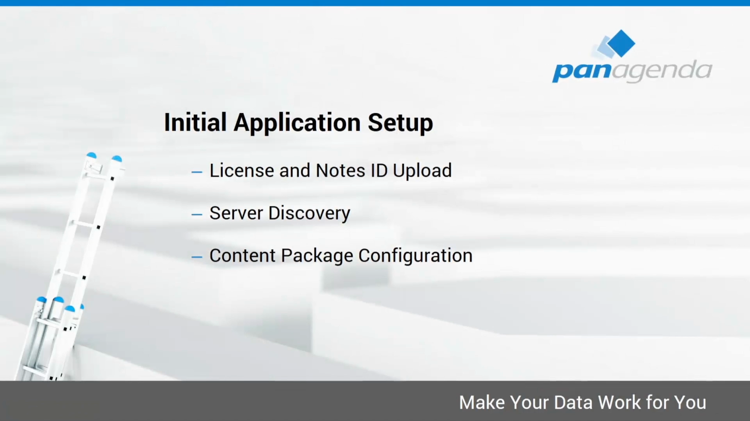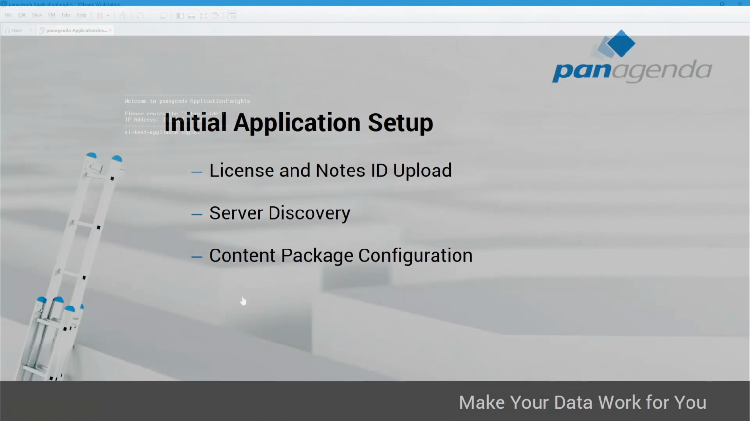In this chapter, we will first connect to the application via web browser, upload license and notes ID, discover the Domino servers in our environment, and then configure the content package as basically assign servers to be collected and inspected by ApplicationInsights. In order to connect to the virtual appliance, we need an IP address or a host name, and the easiest way to get that is the console of the virtual appliance.